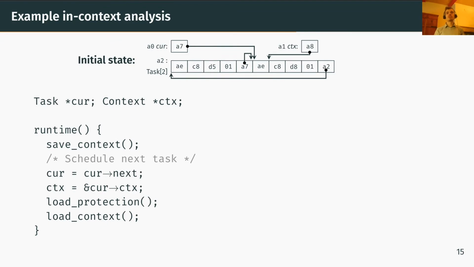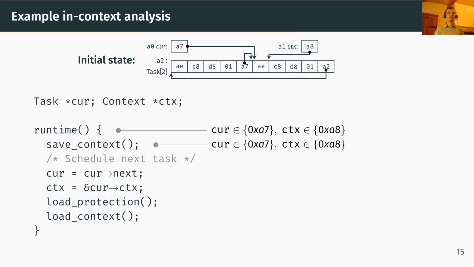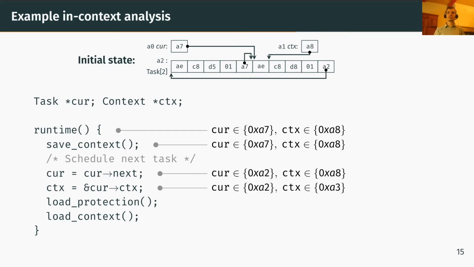So now suppose that we know everything about task data. We will perform what we call an in-context analysis. So here, for instance, we have two tasks, and initially cur points to the second task at address A7, and CTX contains address A8. So first, save context does some memory writes but does not modify the values of these two variables. Then cur is modified and contains A2. Then CTX in turn is modified to contain A3. Then load protection does not modify these variables. And then the user code has control.